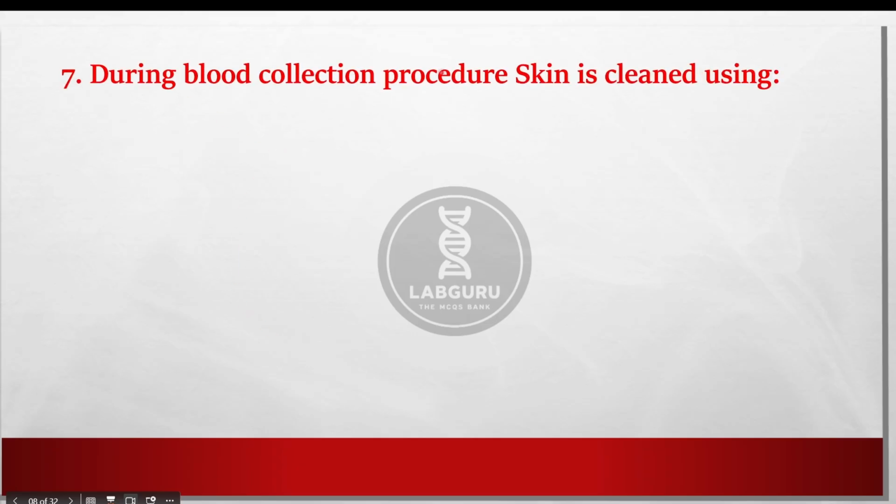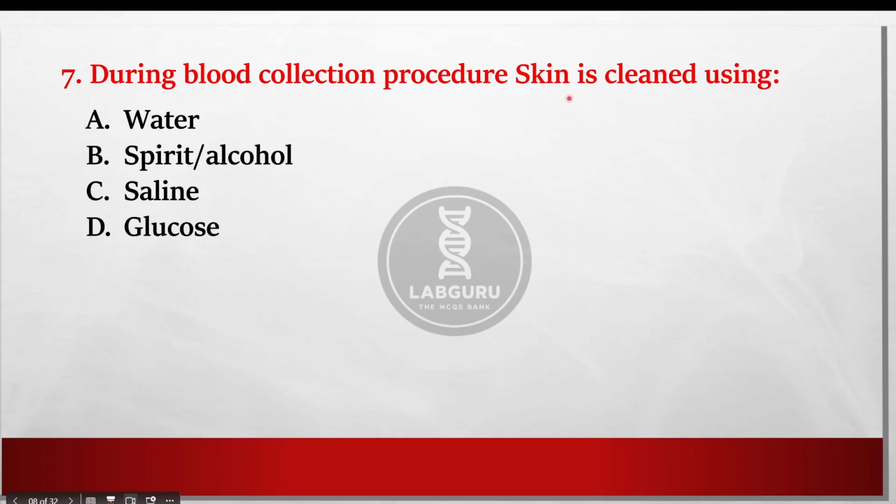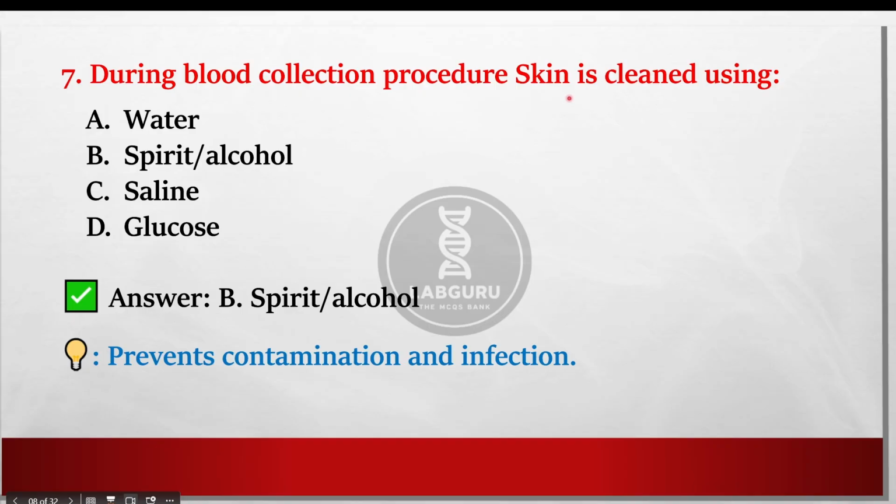Next question is, during blood collection, skin is cleaned using what? Before doing the blood collection, we are cleaning our skin with what? Option A is water, option B is spirit or alcohol, option C is saline, and option D is glucose. So we are using spirit or alcohol because these are disinfectants. Spirit and alcohol prevent contamination and infection. That's why we are cleaning with spirit or alcohol.